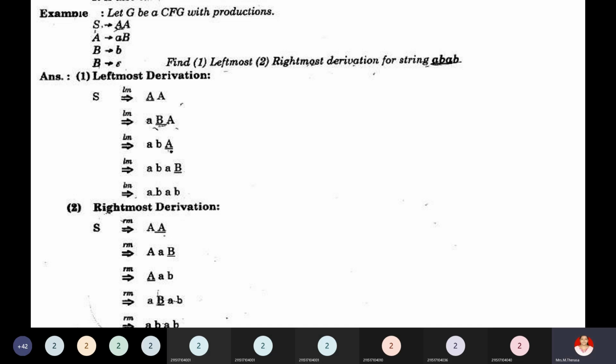So the string required is abab, but there are 2 different approaches we have followed to derive it. One is the leftmost derivation, another is the rightmost derivation. So remember, for the leftmost derivation, always you have to choose the leftmost non-terminal to replace. For the rightmost derivation, always you have to choose the rightmost non-terminal to replace by any one of its production rules. Clear? Okay.